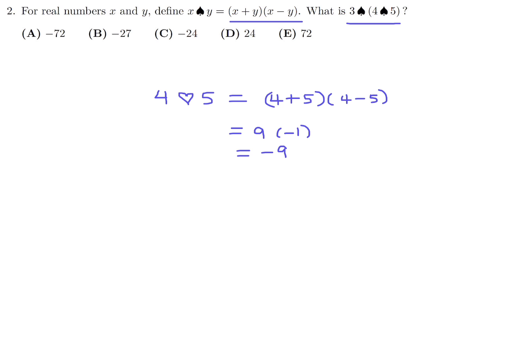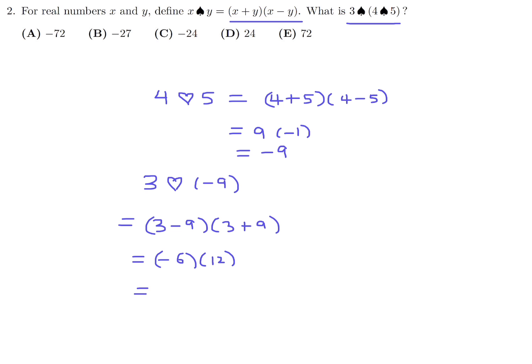And then we go back and we substitute it into there to get 3 symbol negative 9. And then again, apply this definition, and we will get 3 minus 9 times 3 plus 9. And that is negative 6 times 12. And negative 6 times 12 is negative 72. So number 2, the answer is A.